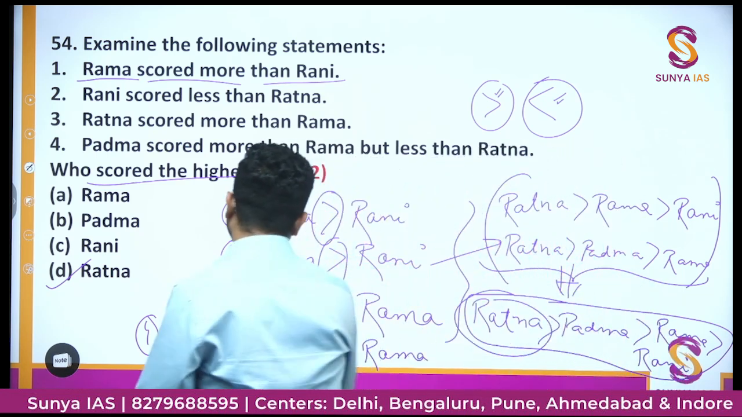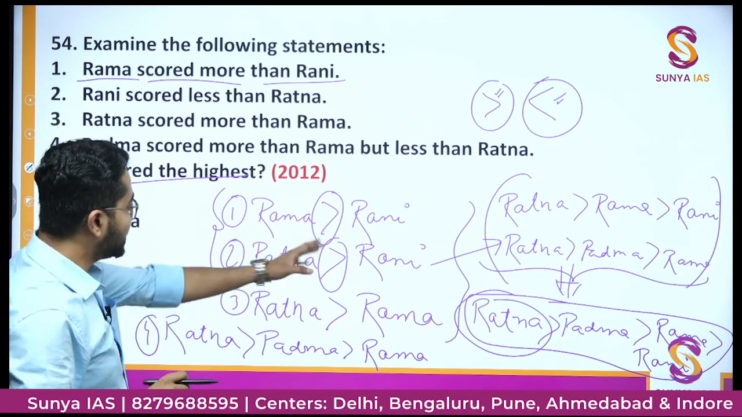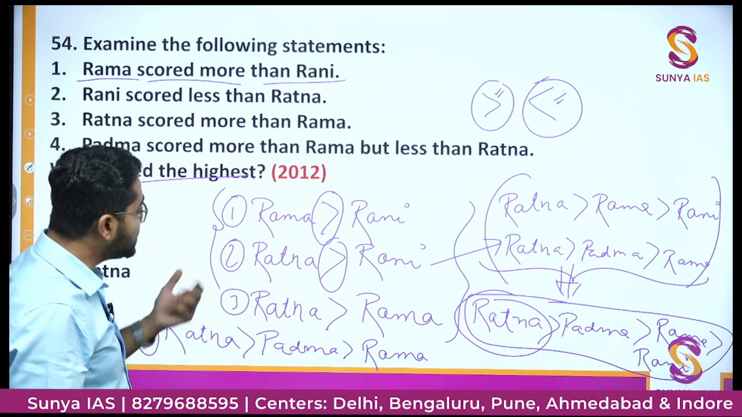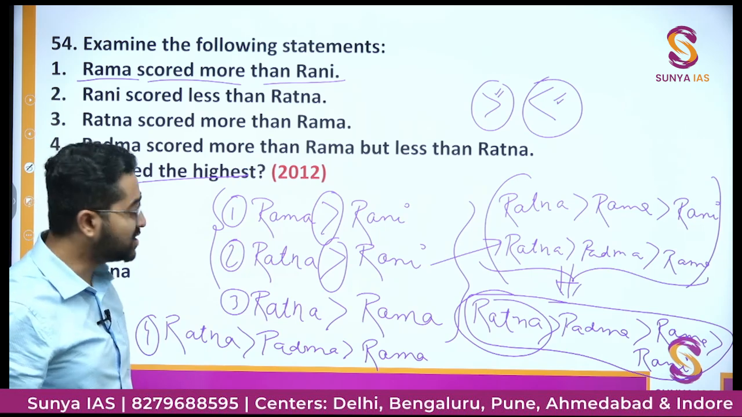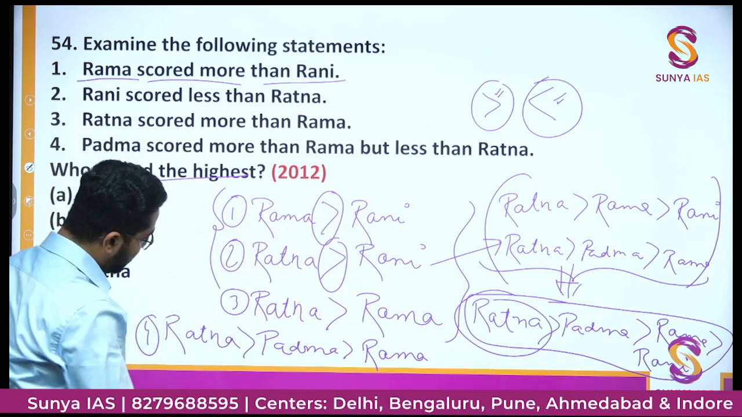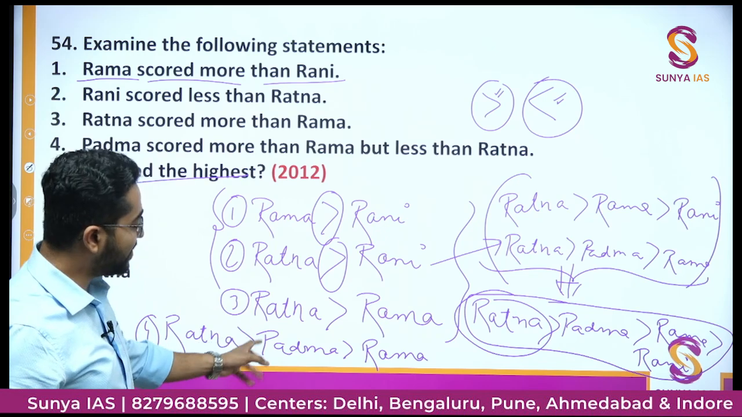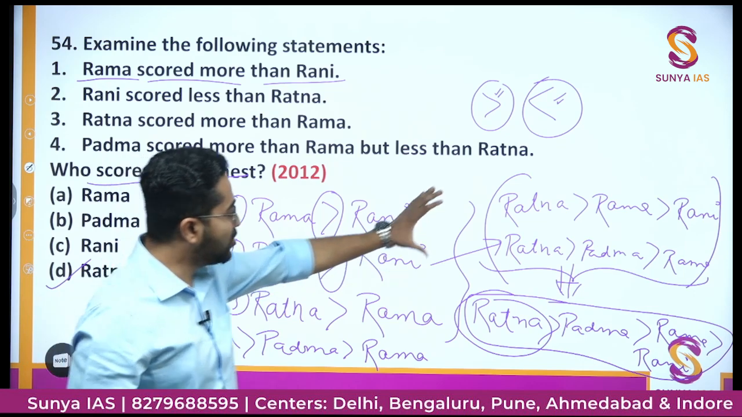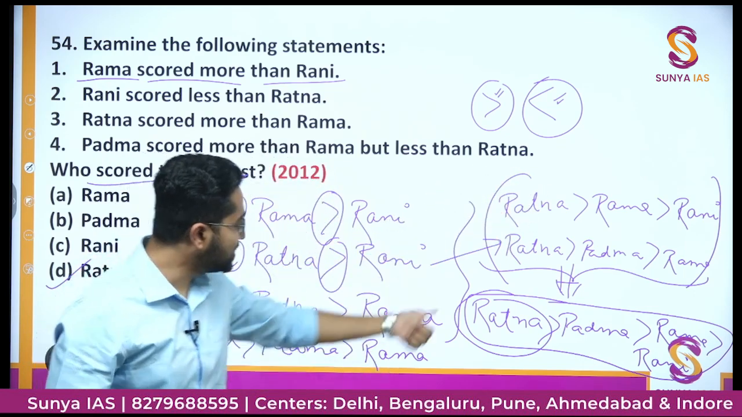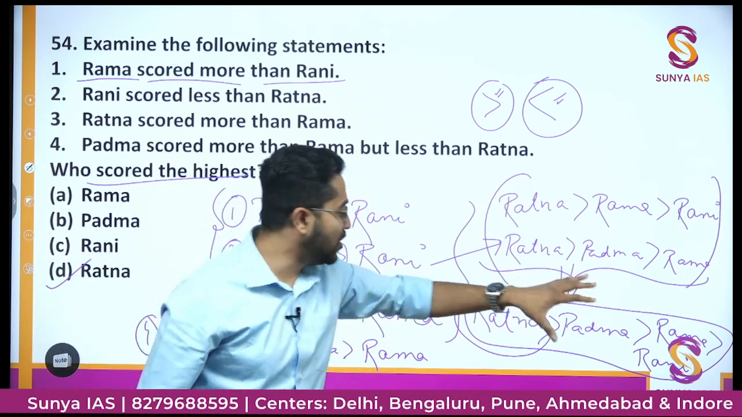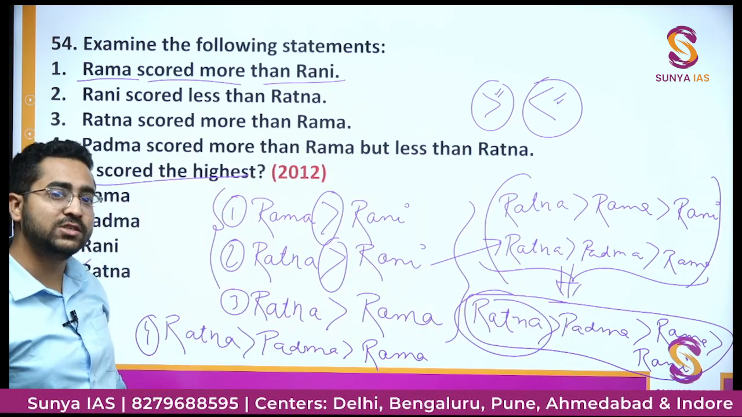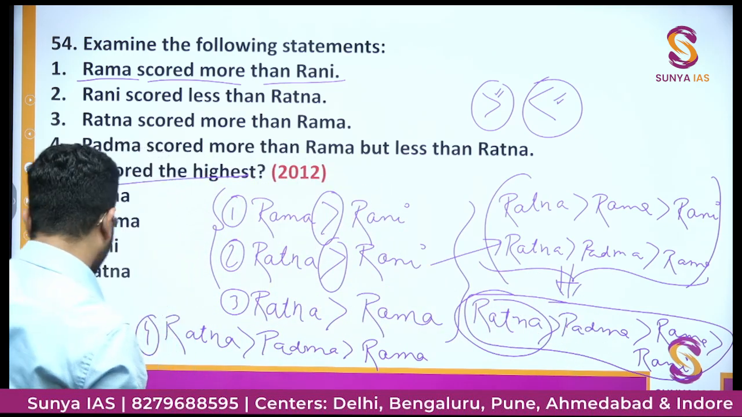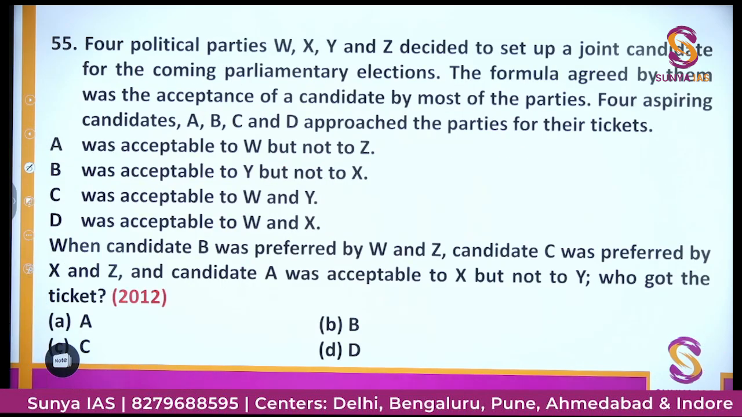So here if we take the starting 2 statements, Rama is greater than Rani, Ratna is greater than Rani, then we cannot say anything about the relationship between Rama and Ratna, ki kaun zyada bada hai. Then we went to the third statement, and here you can find that Ratna is scoring more than Rama. So from these 3 we got this, and then we again use the 4th statement, and combinedly we got this whole order, ki who is scoring more and who is scoring the least. Next question. Okay, so this question was again asked in the year 2012.